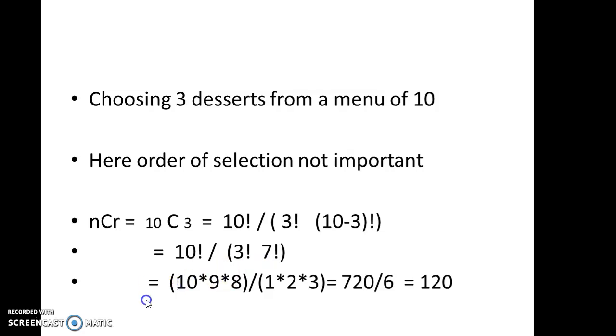In nCr, the shortest way to calculate is to divide by the least number. When you compare 3 factorial and 7 factorial, 3 factorial is the lesser. So in the numerator, you take 10, and come in reverse: 10, 9 and 8. In the denominator, you take 1 into 2 into 3.